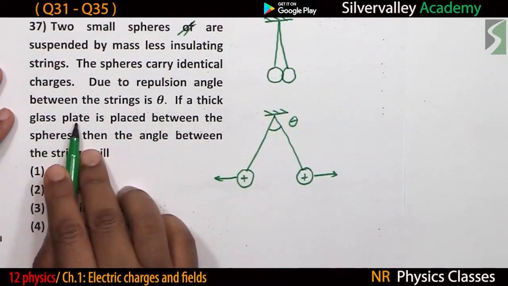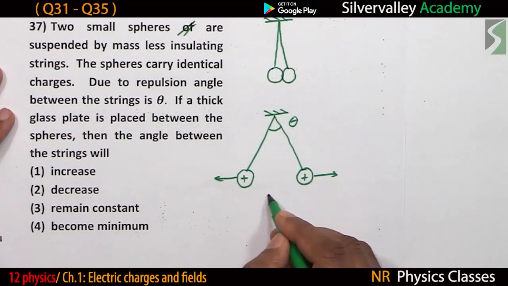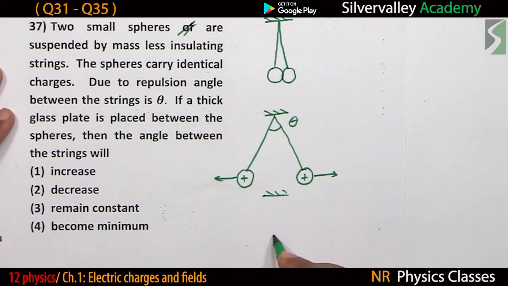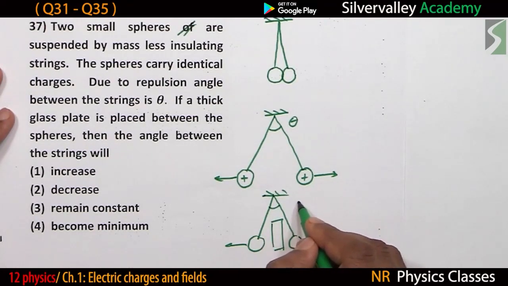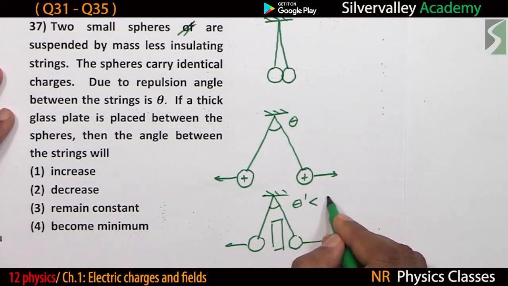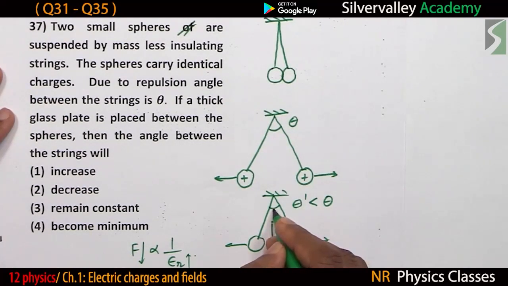If a thick glass plate is placed between the spheres, then the angle between the strings will change. Same two strings. Because of the glass plate, the force of repulsion decreases. Force of repulsion decreases means the angle between the strings will decrease. This is theta dash. Theta dash is less than theta because force is inversely proportional to epsilon r. If epsilon r for glass is greater than 1, it increases, then force decreases. Because of the decrease in force, this angle decreases.